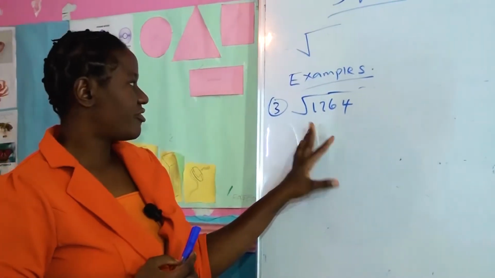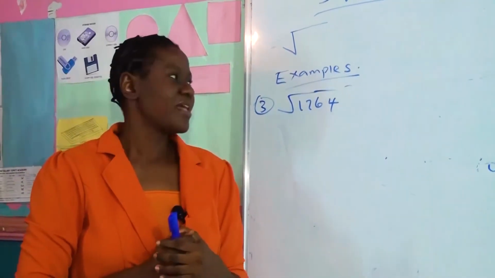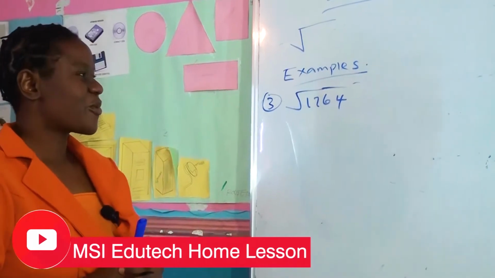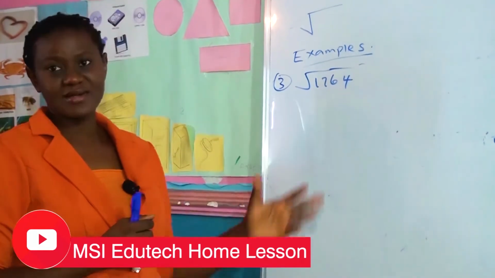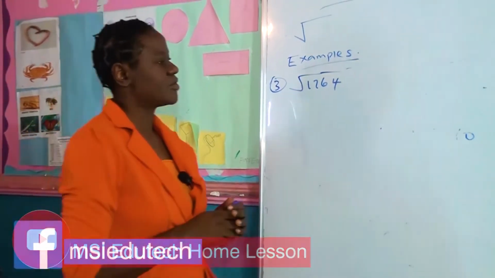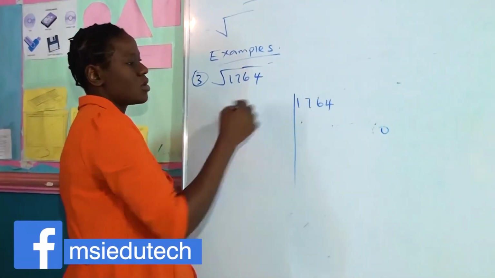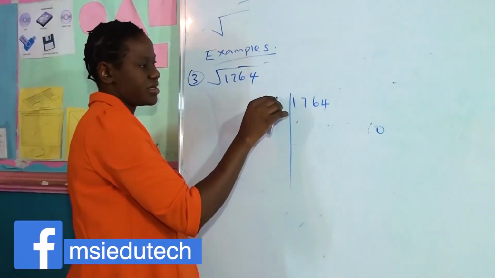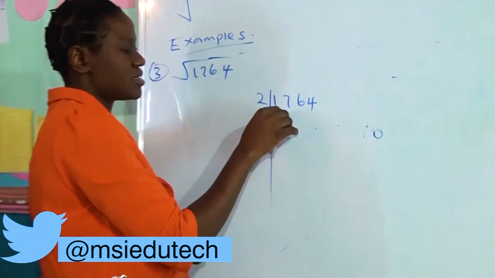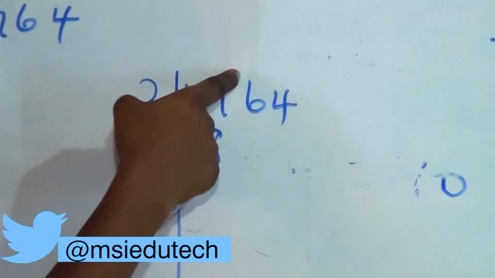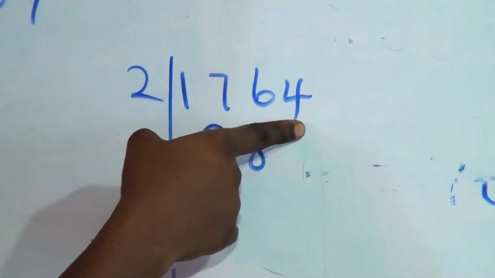We want to find the square root of 1,764. Now, we could use a simpler method. What you need to do is find the factors of 1,764. What numbers could divide it? Let's try 2. 2 in 1, not possible. 2 in 17 will give us 8, remainder 1. Put the 1 by 6, making 16. 2 in 16, 8. How many 2 can we find in 4?